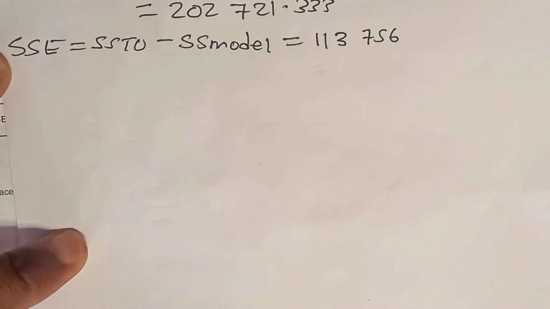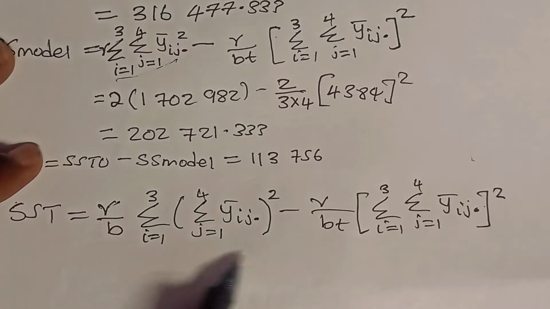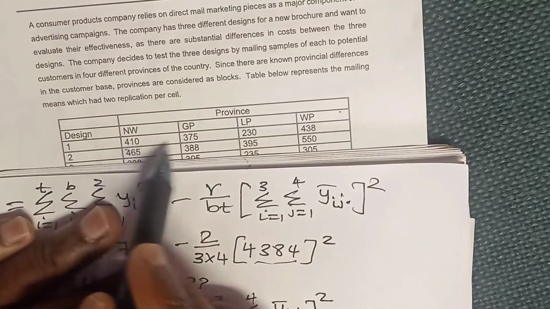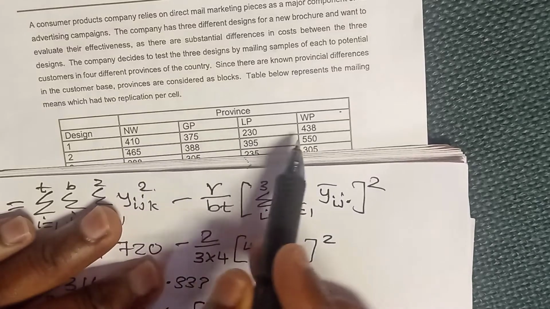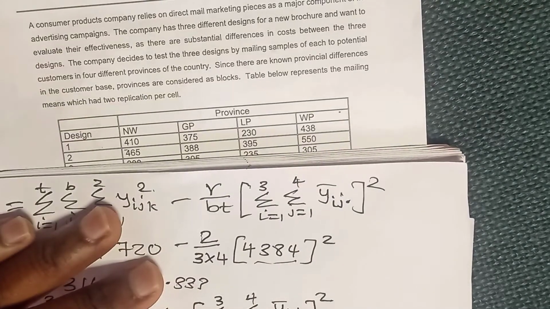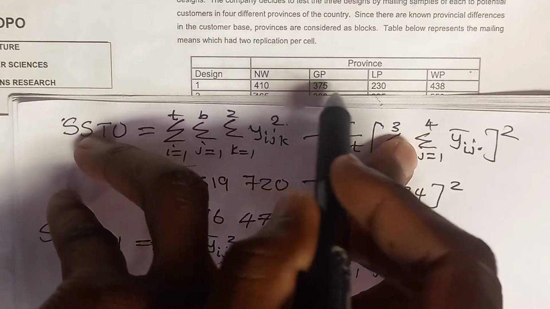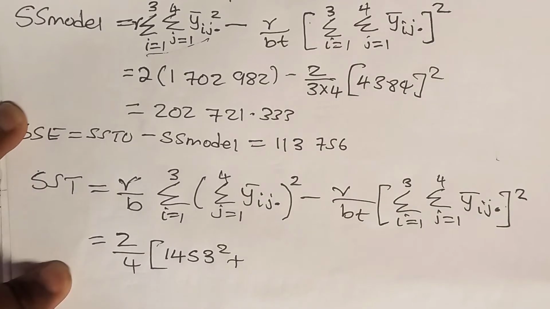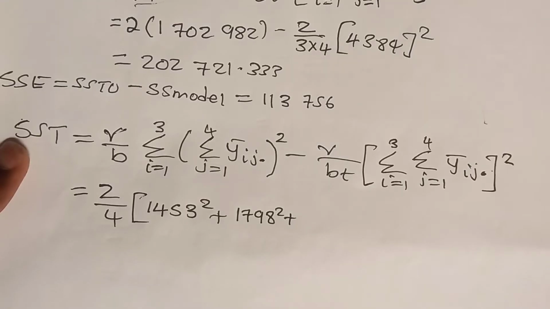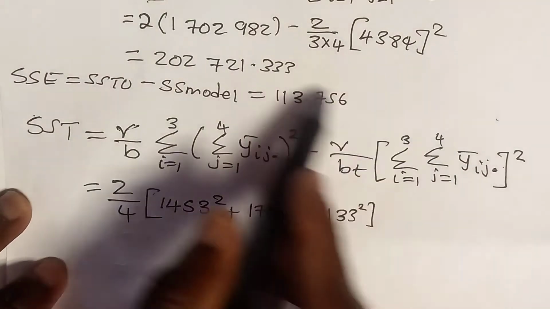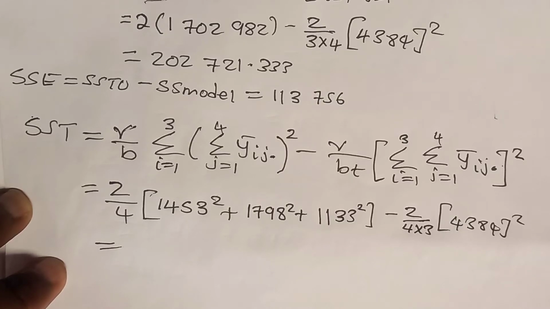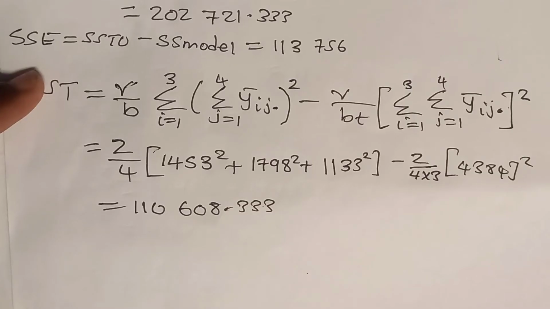For SS treatment, you use this formula, where this will be given by the sum of means of each cell per treatment. You have to add these values: for the first treatment, you square; you also do the same for the second treatment, you square; and so with the last, you square. This part, as you can see, remains the same as it is. So we get our SS treatment as 110,608.333.